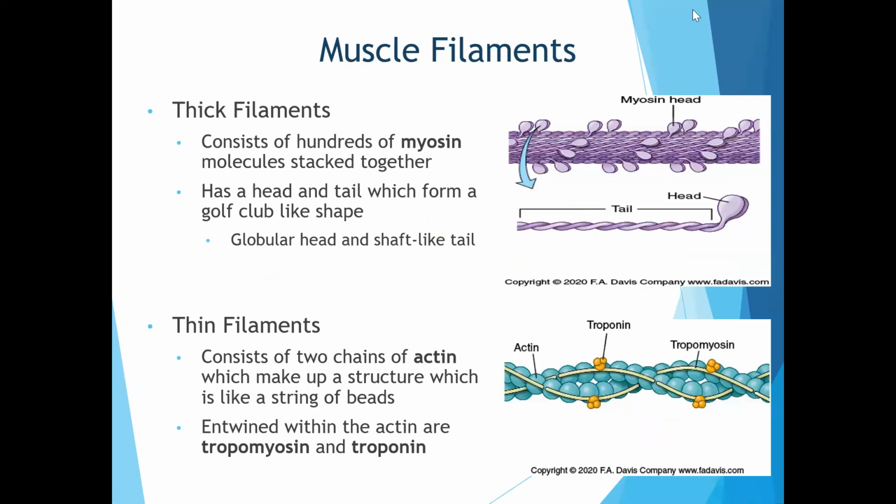Okay, so now we're talking about the muscle filaments. These are the myofilaments. So our thick filaments are myosin. So we have hundreds of myosin molecules stacked together. And this is what one looks like. It has a long tail, which makes up the bundle. And then you see this globular shaped head, or like a golf club shaped head. Our thin filaments are actin. So that's made up of two actin chains. And you'll also find troponin and tropomyosin on the actin strands.